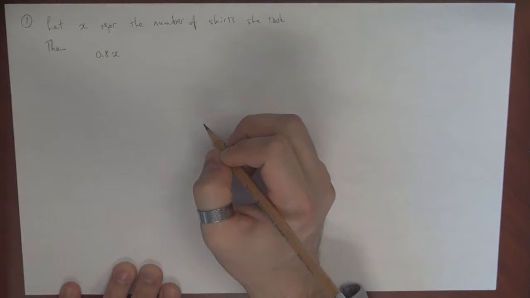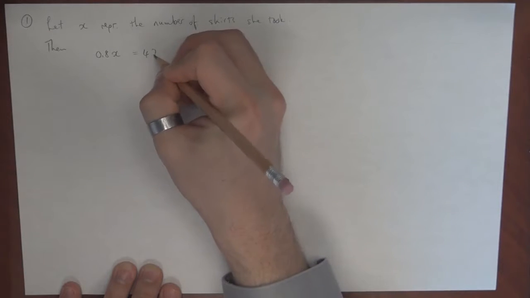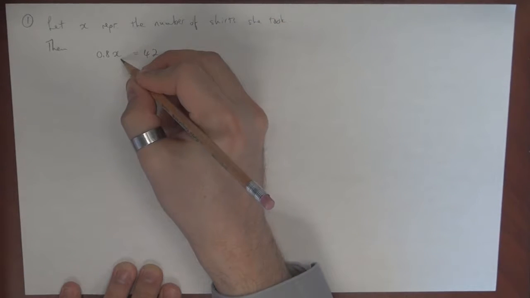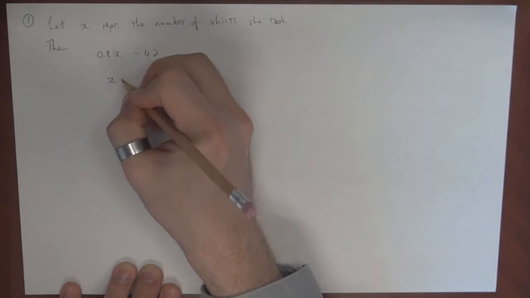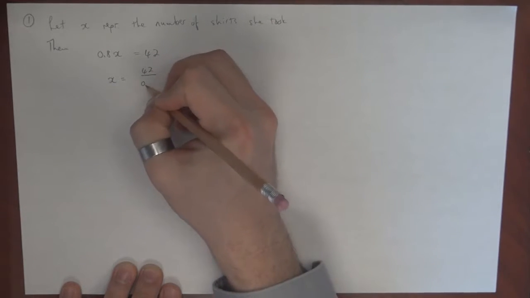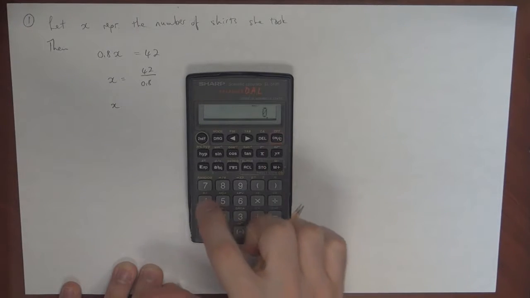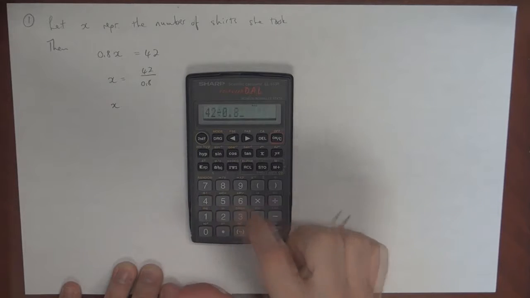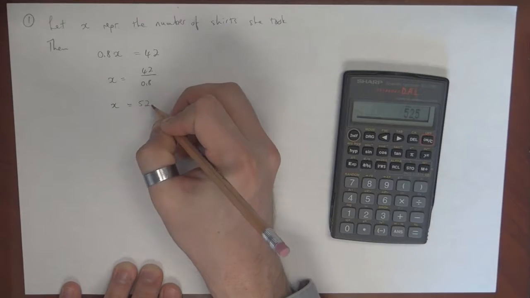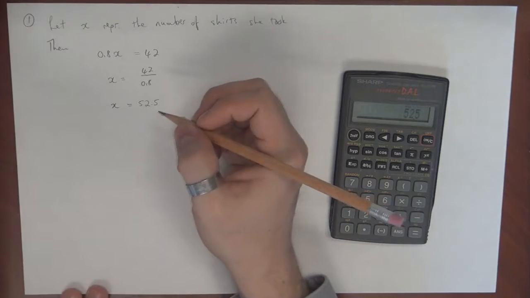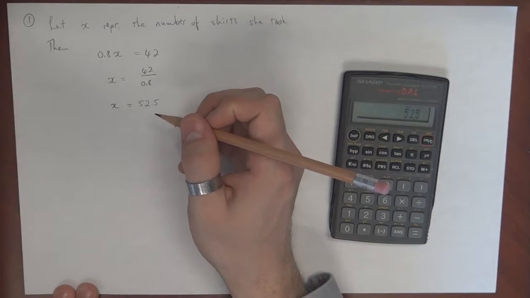0.8x. And they also say that she sold 42. So 80% of the number she brought should be 42. And then it's simply a matter of solving for x to get 42 divided by 0.8. There was nothing to remember. It came out of my equation. So x is equal to 52.5.